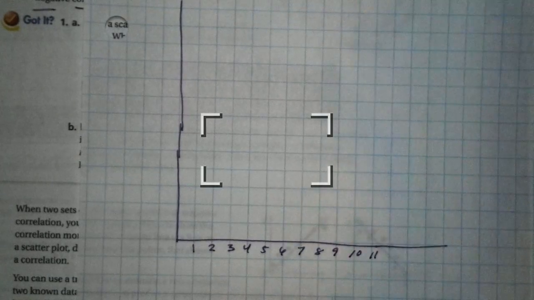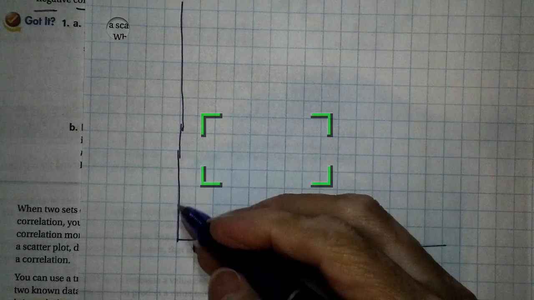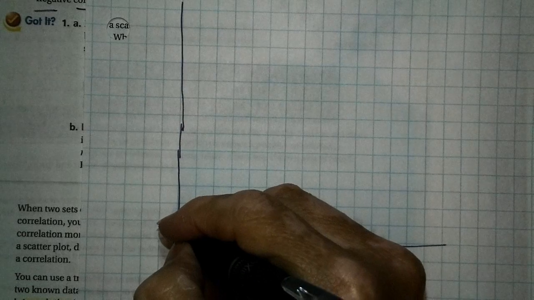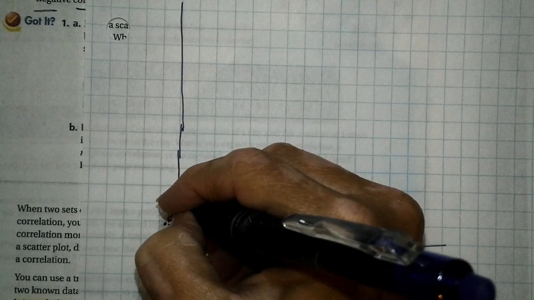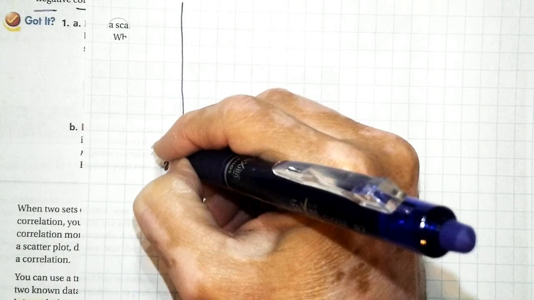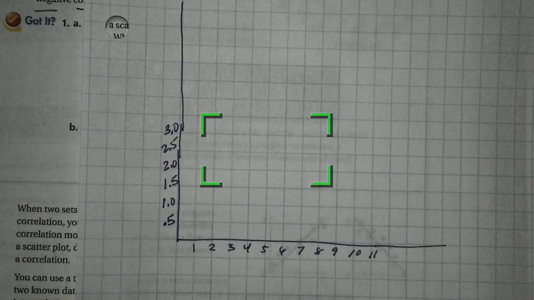Alright, so I kind of debated what to do here. So let's do 0.5, and then this will be 1.0, 1.5, 2.0, 2.5, 3.0. We probably should have gone by tenths, but that would be a very large graph. So let's see what we're going to get here.